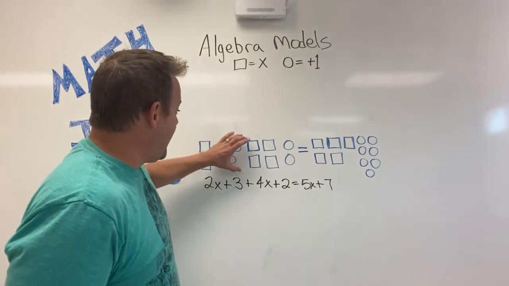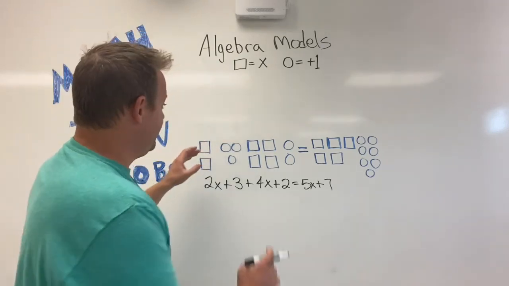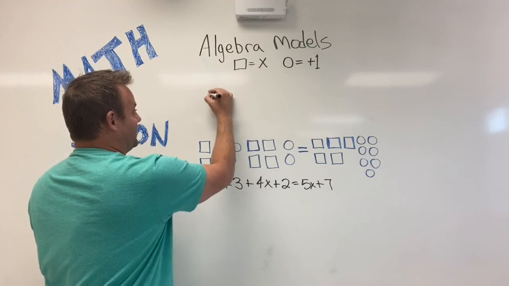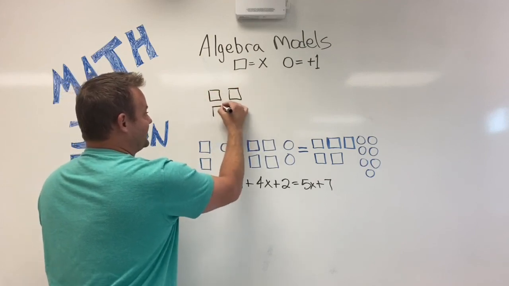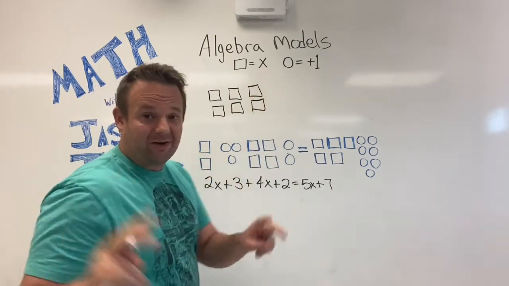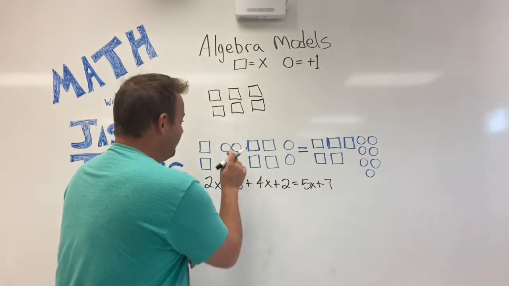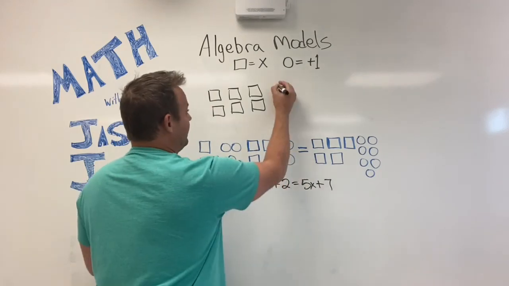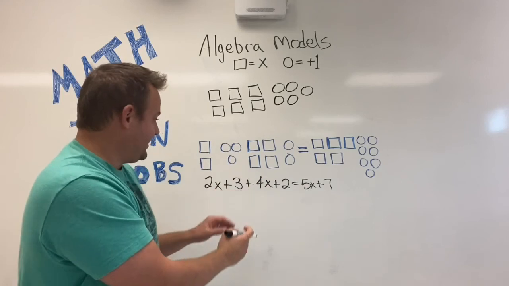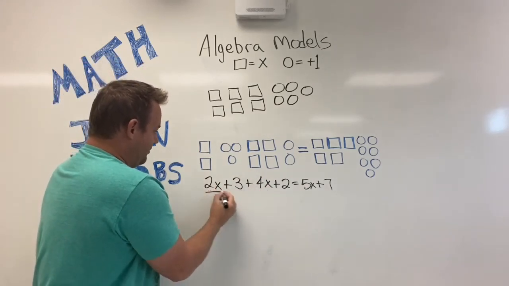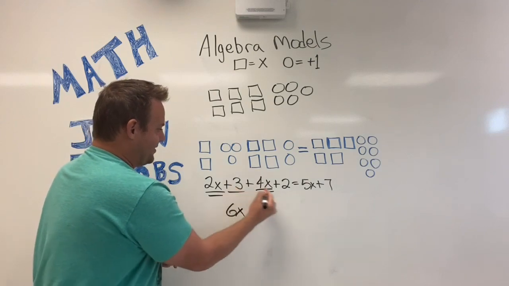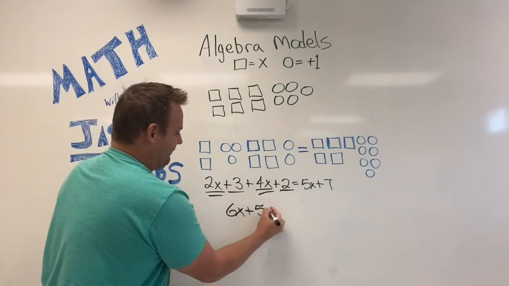We're going to put this model up here, and I'm going to simplify it. So look, I have 1, 2, 3, 4, 5, 6 x's. So I'm going to put 6 x's here, just like this, guys. All right, so there are my 6 x's. This is called combining like terms. Now, 1, 2, 3, 4, 5 circles. 5 circles go there. I combine those together. So notice how 2x plus 4x combines to 6x, and then 3 plus 2 combines to 5.